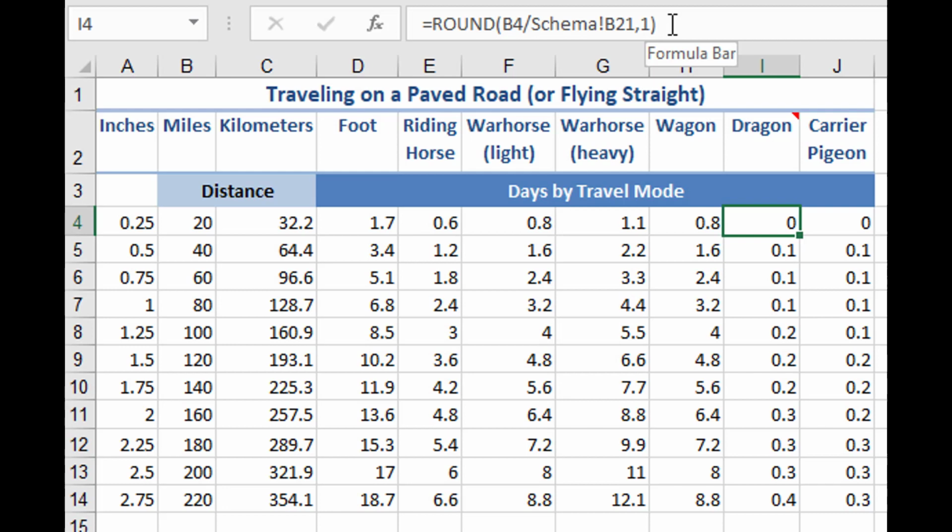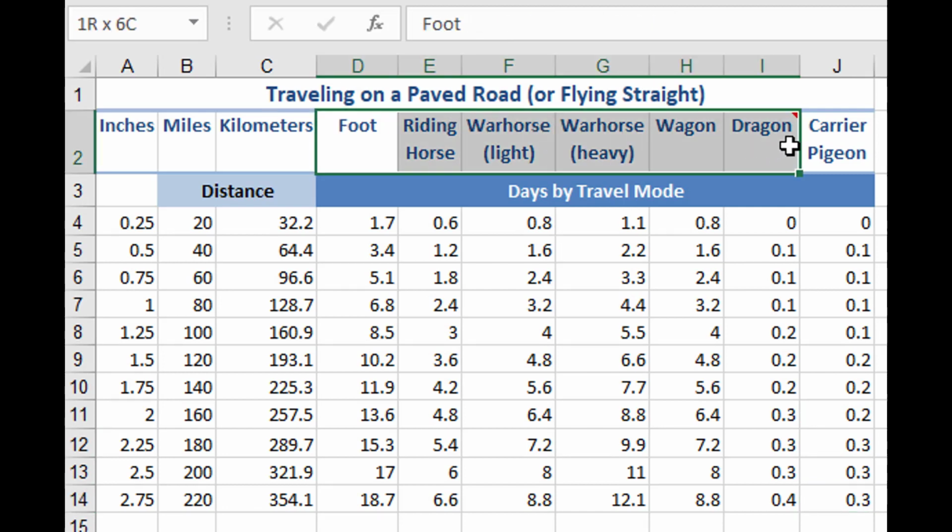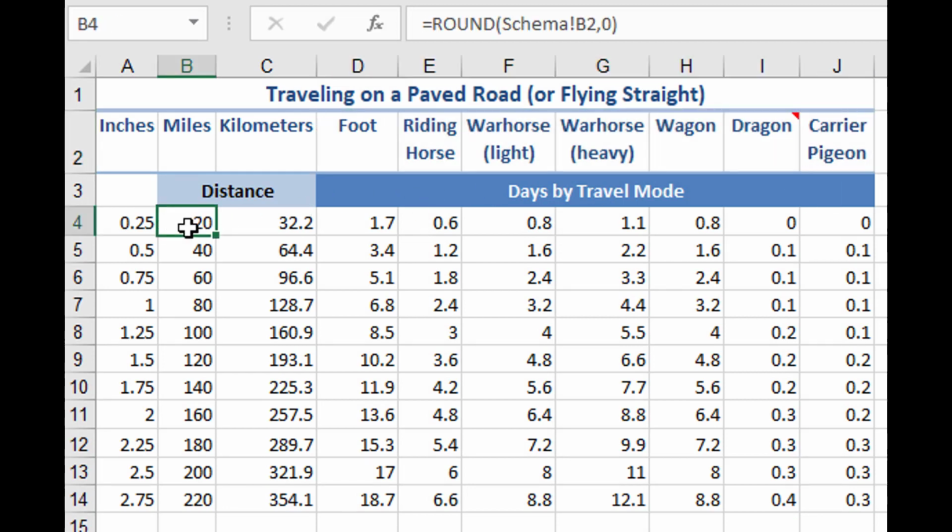In this case, it would take so little time for a dragon to go 20 miles that it wouldn't even take like an hour. Same for a carrier pigeon. So if we go back over here, you can see it's basically the same thing going all the way down, or all the way across and all the way down. So you can see at a glance how long it would actually take to get anywhere by these different travel modes across the top based on the distance that we've set on our scale.